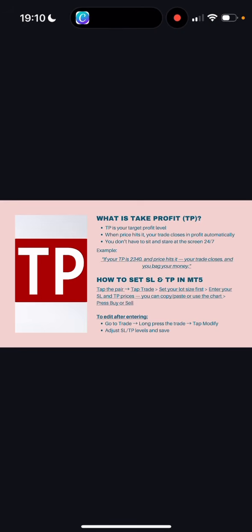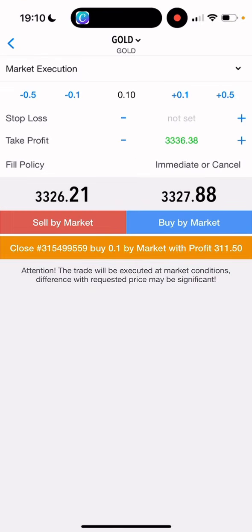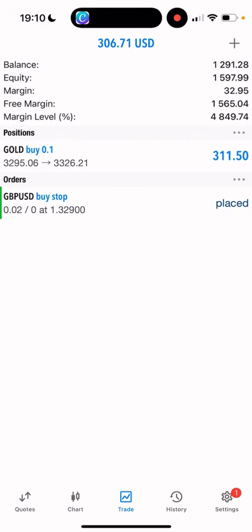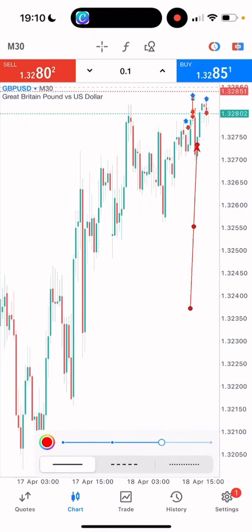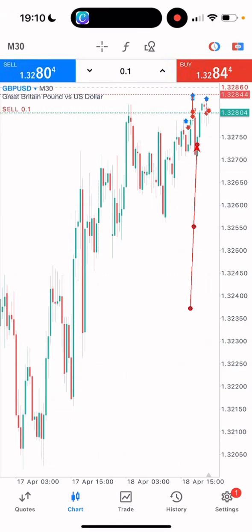So I've already explained to you how to set take profit. Now I forgot to mention something. You can actually edit a trade after entering. So let me show you. I'll just use this trade that's running. Actually, let me just open a position in this GBP USD and use that. So let's just do a sell by market.